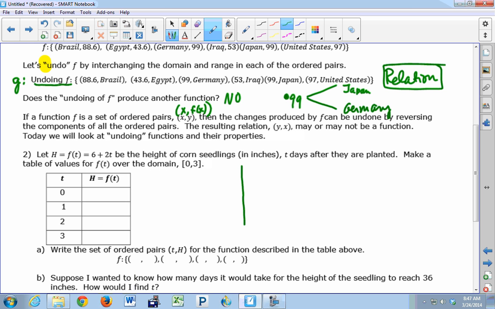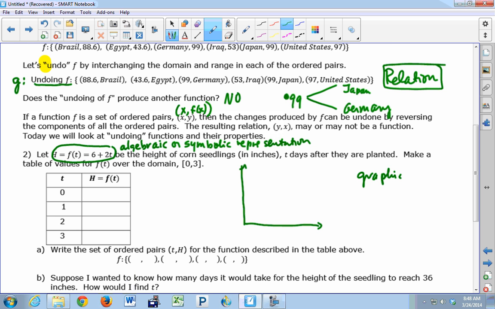So if I were to graph this, there's lots of ways to represent functions. This particular way to represent the function is an algebraic representation, algebraic or symbolic representation. We've looked at lots of these. We've also looked at the graphical representation. They all give us a different way of seeing the same thing. So let's take a look at the graphical representation real quick.